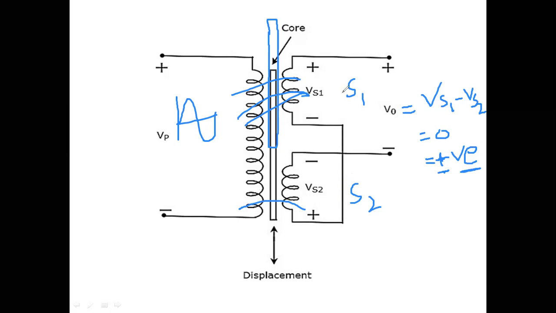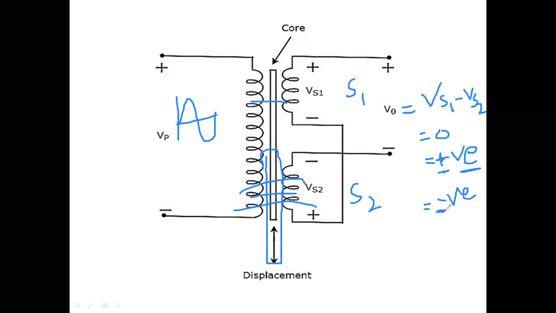So, for example, now if the displacement is towards bottom side, then core moves towards bottom side, such that the flux linkage is more at secondary 2, and very less amount of flux will cut the conductor Vs1, such that Vs2 is more than Vs1. Then Vs1 minus Vs2 gives me some negative value.